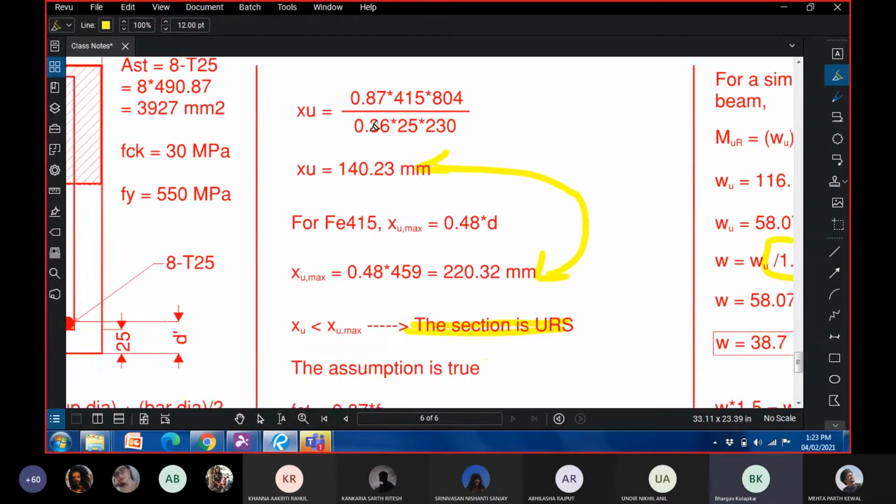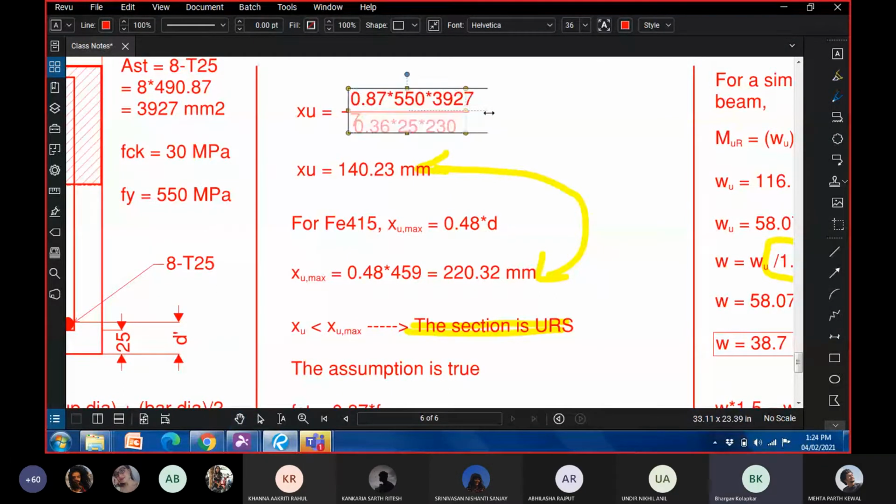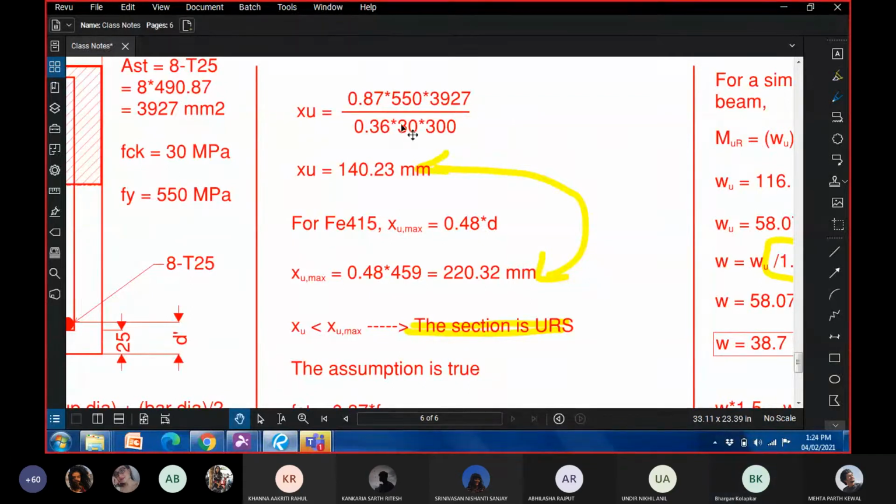Okay. Then we move ahead to find the depth of neutral axis, which is 0.87 fy Ast. Our fy is 550 and our Ast is 3927. And then 0.36 fck, which is 30, into b, which is 300. So I've just plugged in the values of fy, Ast, fck, and b in the equation for Xu. Can someone please calculate this value?